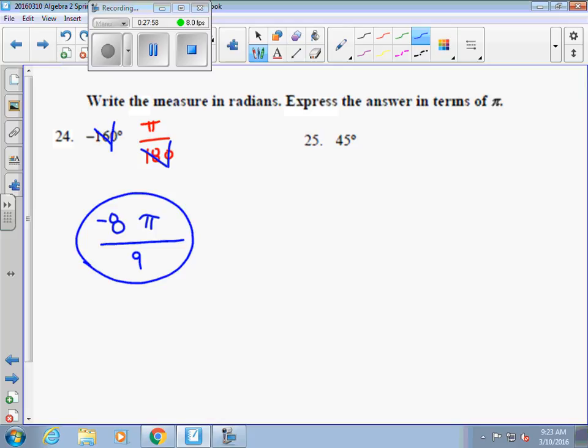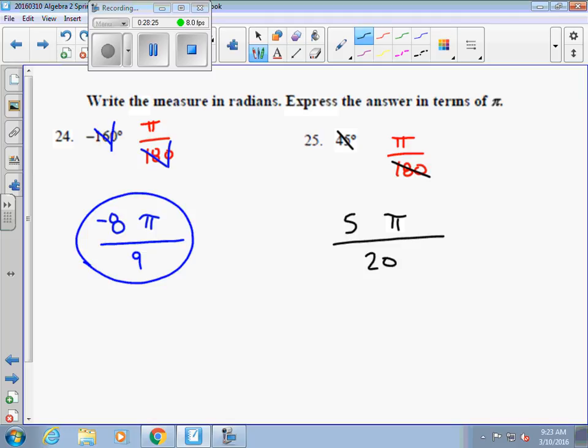45 degrees, same format. You're going to multiply it since you want to include pi, pi over 180. Again, cancel out what you can. The number 9 goes into both of these. 9 goes into 45 5 times. So 5 pi over, it goes into 18 2 times and into 180 20 times.